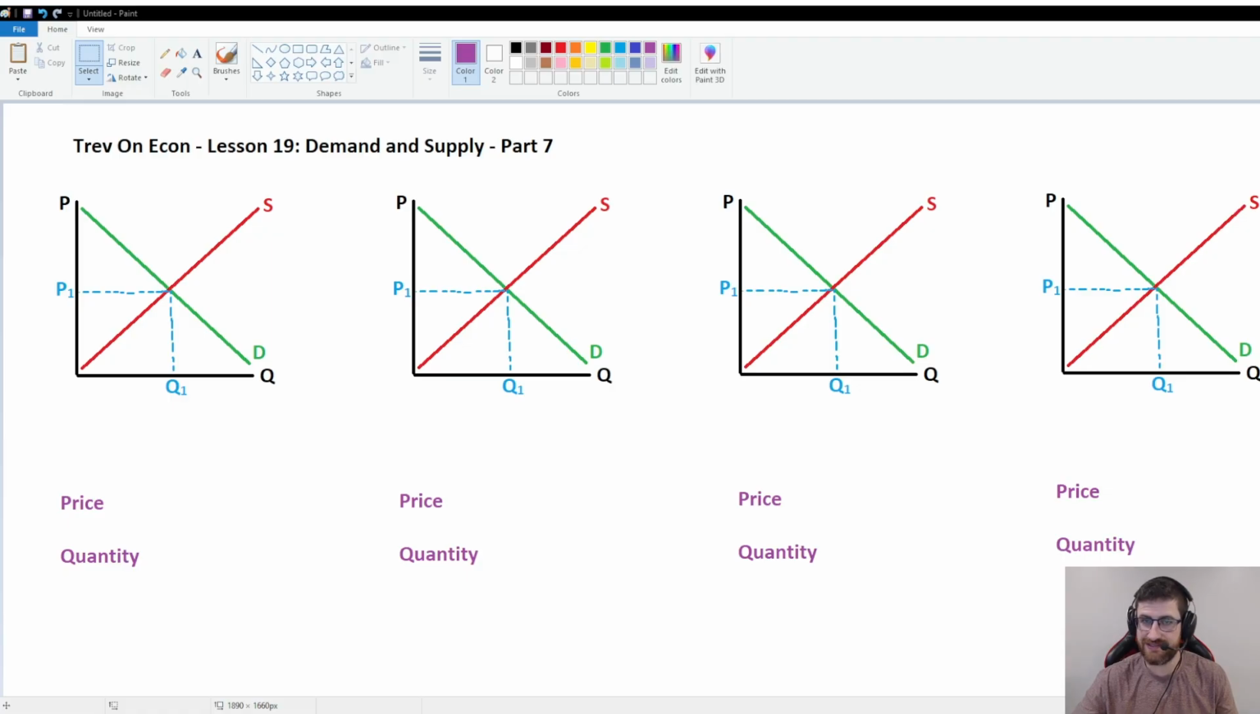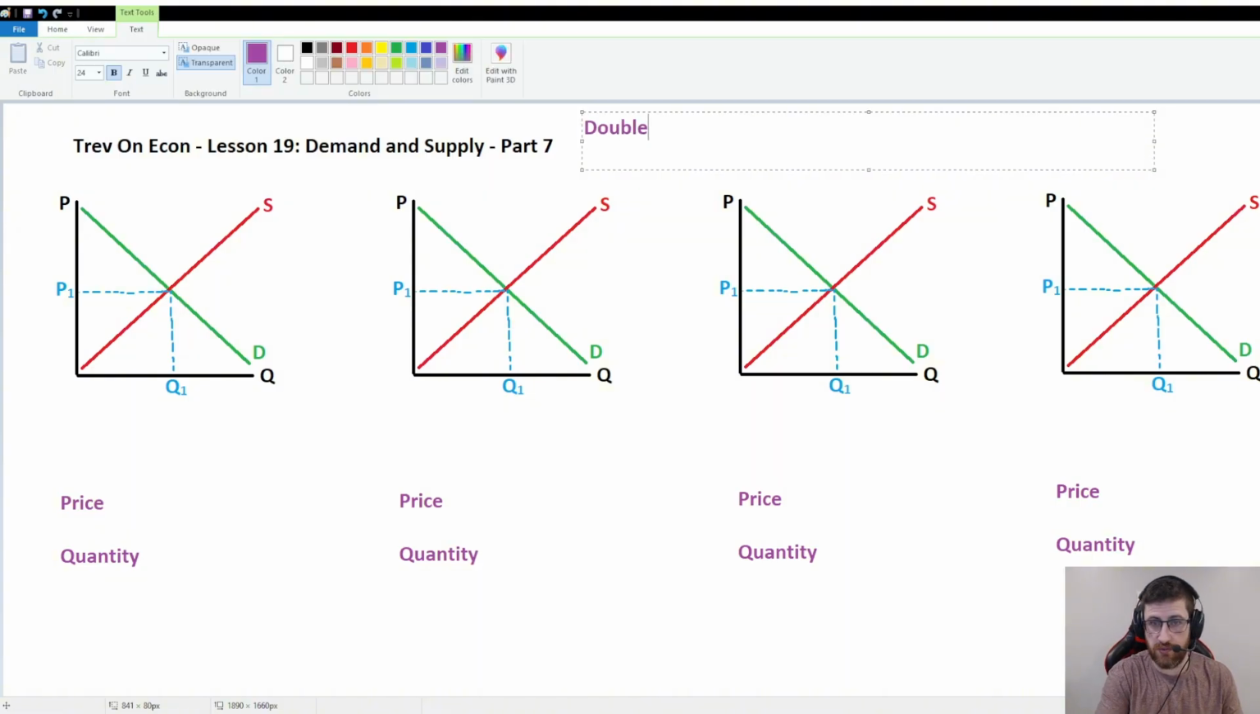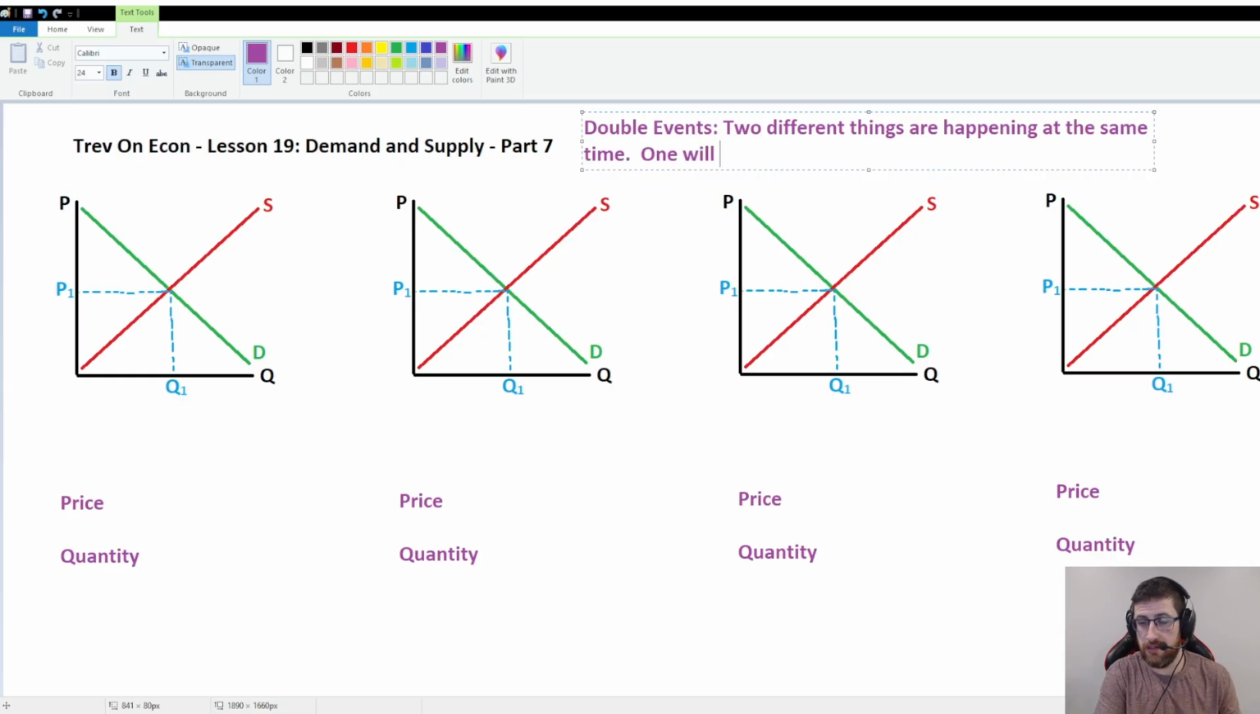All right, folks, let's get started again. Today we're going to deal with double events. This is the more complicated movement of supply and demand graphs that deal with two events happening at the same time. So you'll notice our setup is very similar to the last video. This time though, like I said, we're doing double events, which are going to be two different things happening at the same time. One will affect demand and one will affect supply.